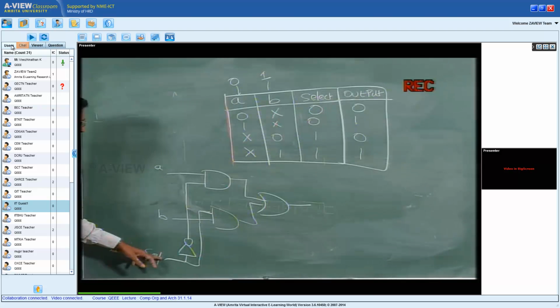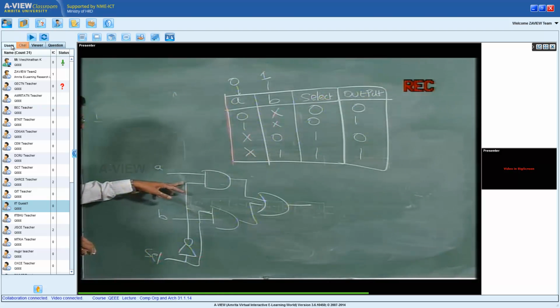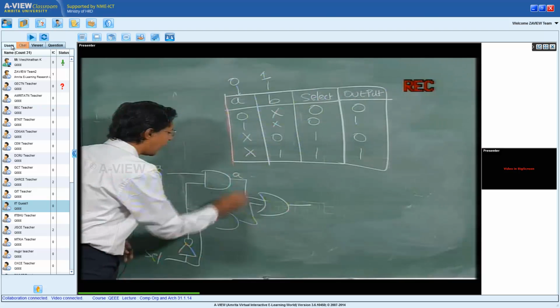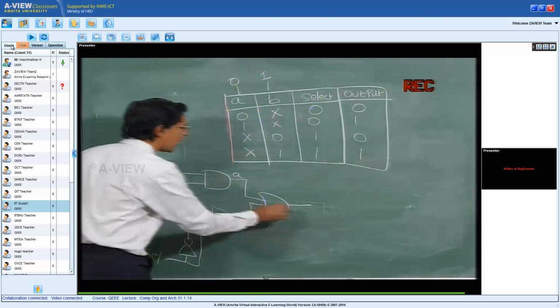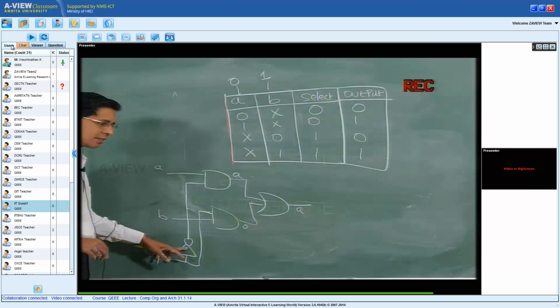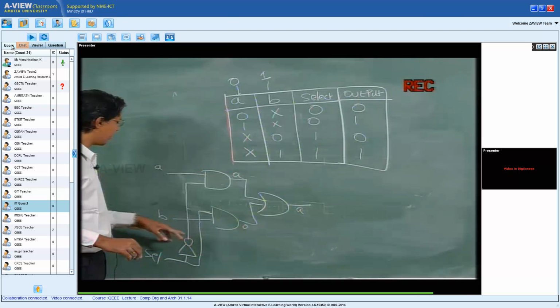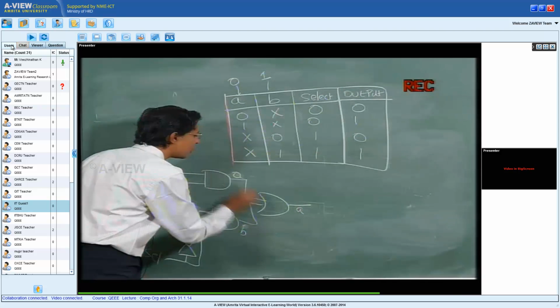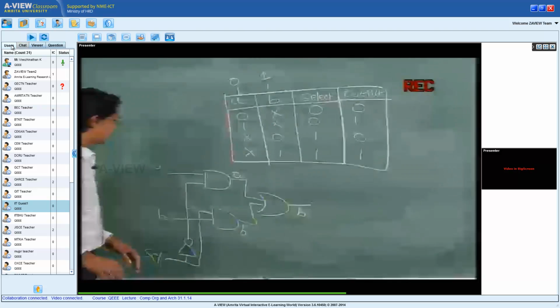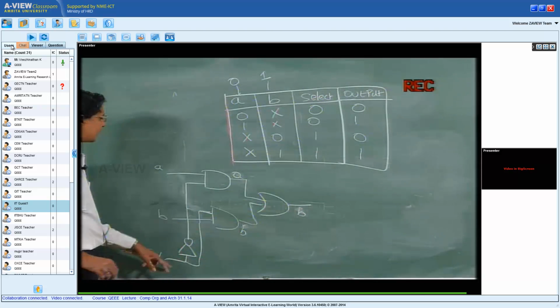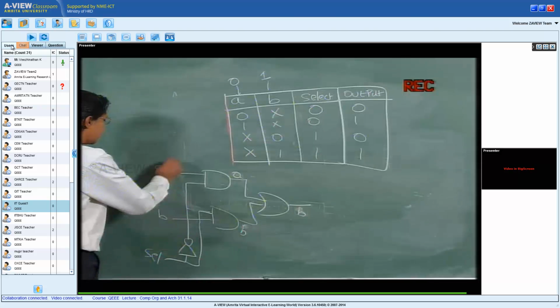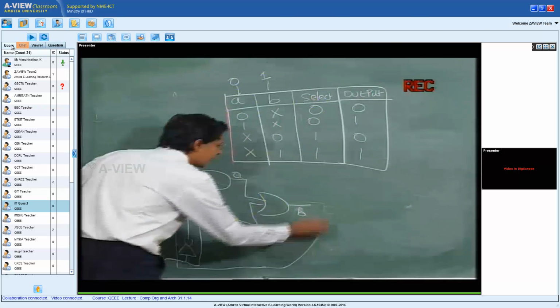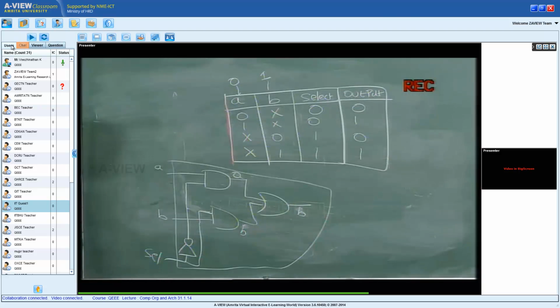When your select is 0, this would be A and this will be 0, so the answer is A. When the select is 1, this is going to be 0, while this is 1, this is B and this is 0, your answer is B. So when select is 1, the answer is B, when select is 0, the answer is A. So this is how you realize a multiplexer functionality. So you can design specific gates to actually realize this functionality.